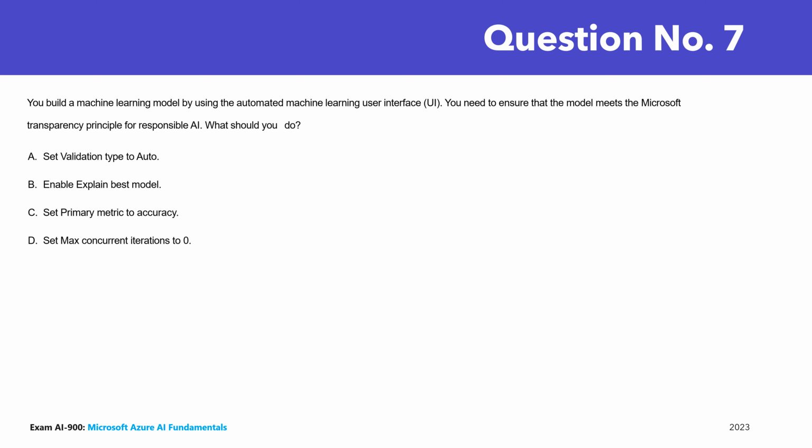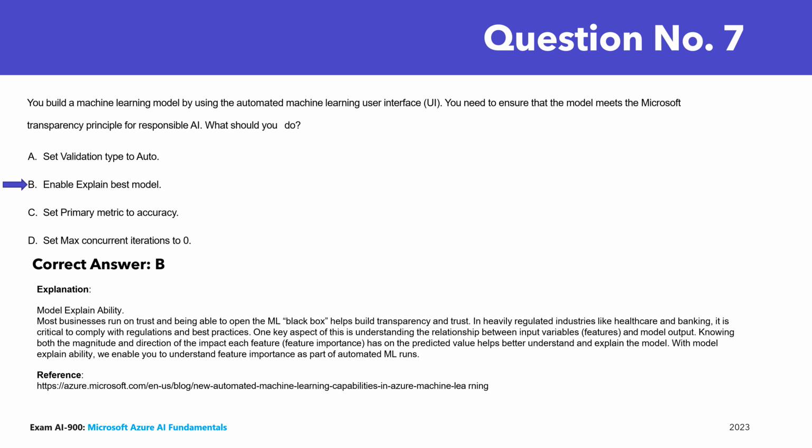You build a machine learning model by using the Automated Machine Learning User Interface, UI. You need to ensure that the model meets the Microsoft Transparency Principle for Responsible AI. What should you do? A. Set validation type to auto. B. Enable explain best model. C. Set primary metric to accuracy. D. Set max concurrent iterations to 0. Correct answer, B.